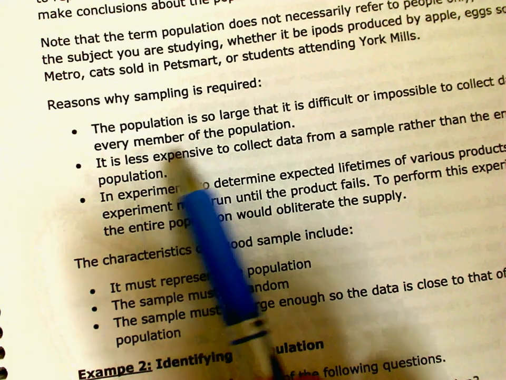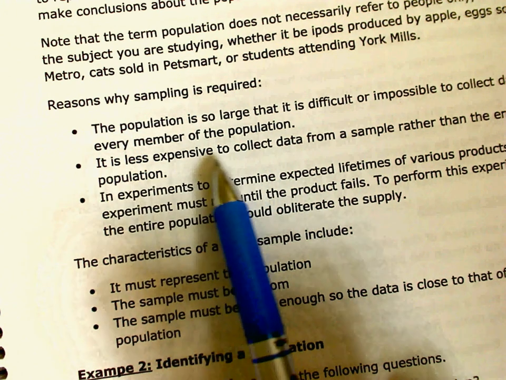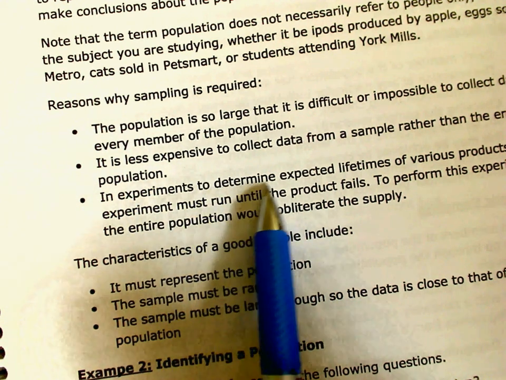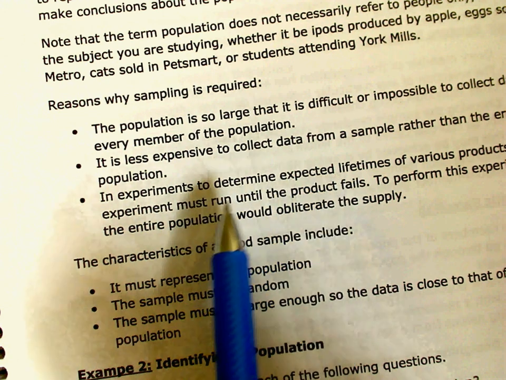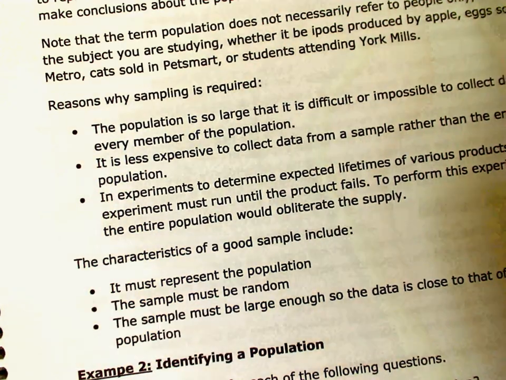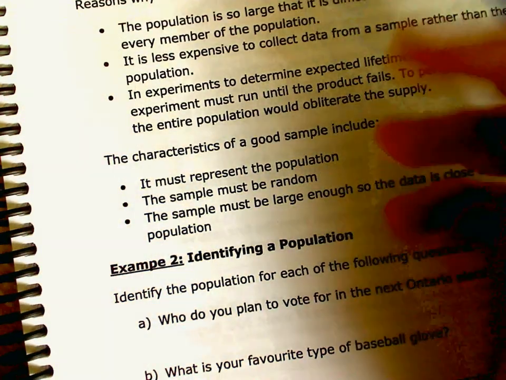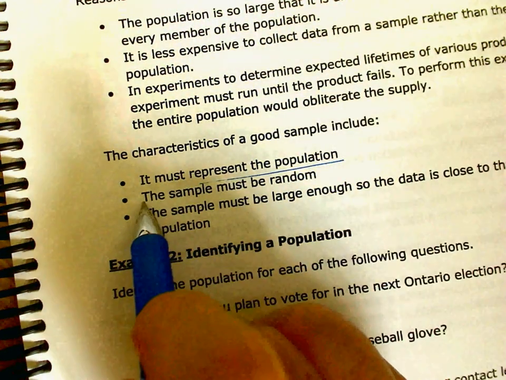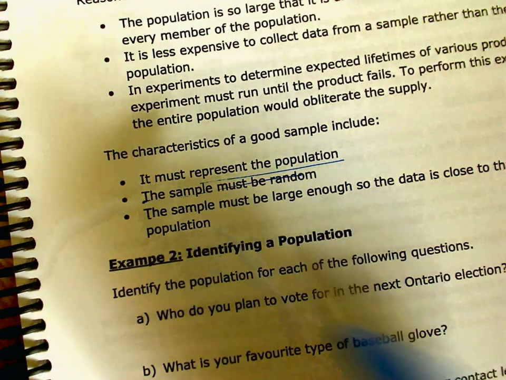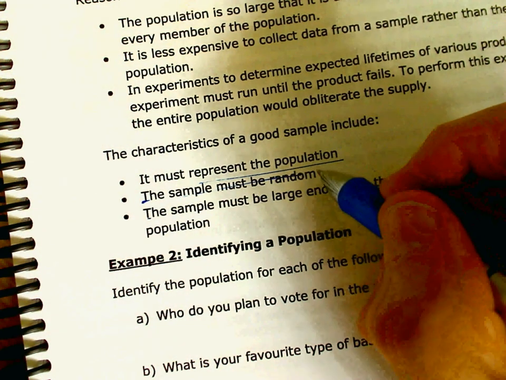It is less expensive to collect data from a sample. In experiments to determine expected lifetimes, you don't want to experiment with all your product or you are going to deplete your supply. Characteristics of a good sample: it represents the population. Sample must be random. Sample must be large enough so that the data is close to that of the population. So remember, it needs to represent the population. It must be random. It must be big enough.